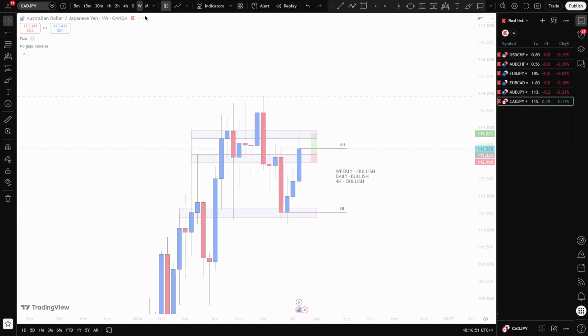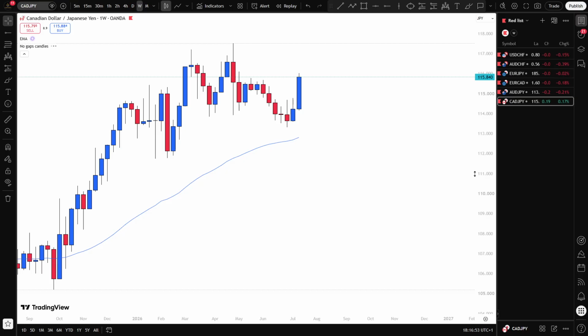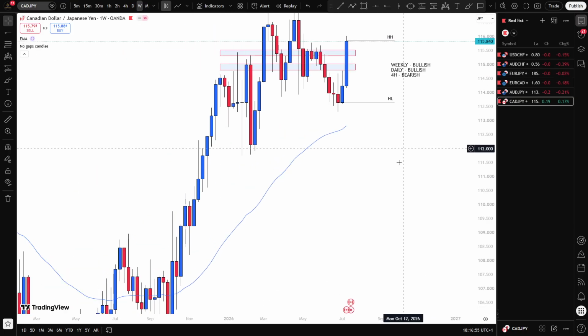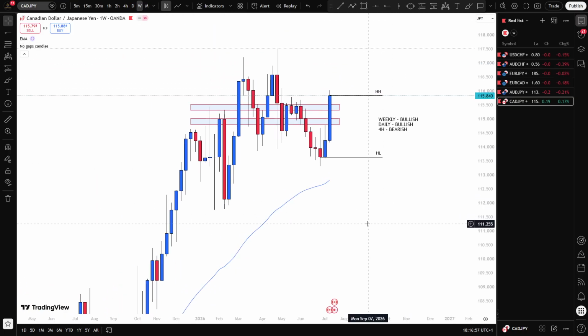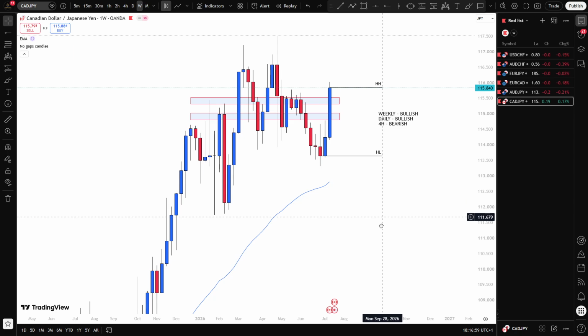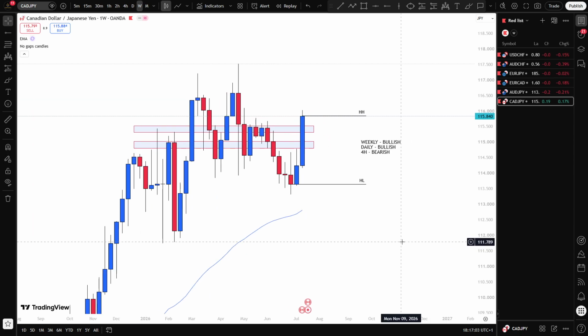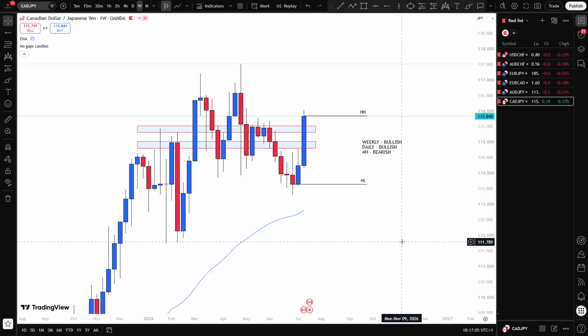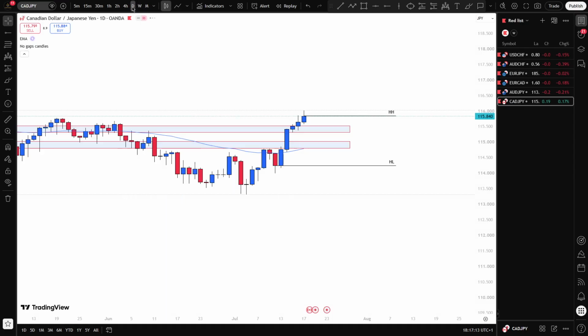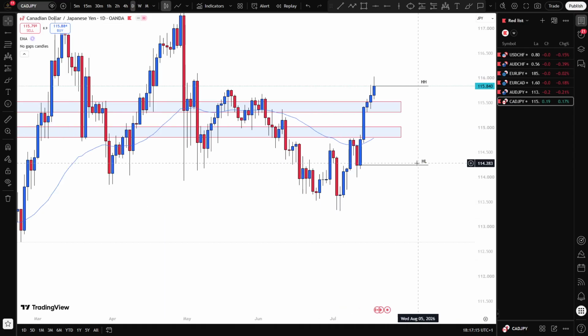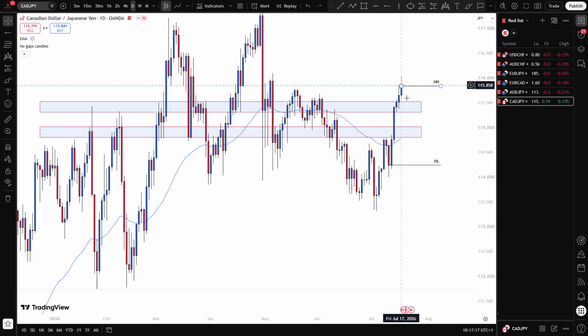And last but not the least, CADJPY. CADJPY is just on my list because I don't think price can have the move this week, but it can still have the move this week. But if you have the move and give me clean structure, I'll take it. That is why I'm watching it here. On the weekly time frame we are bullish, on the daily time frame we are also bullish. So price has not shown a sign of retracement yet.